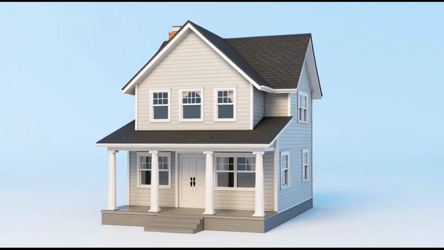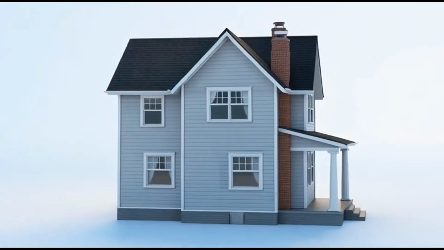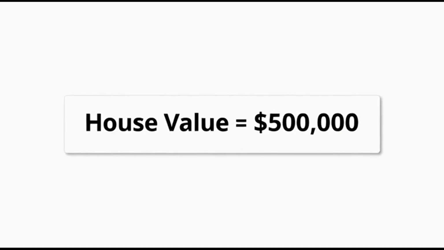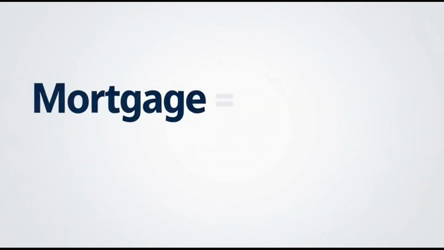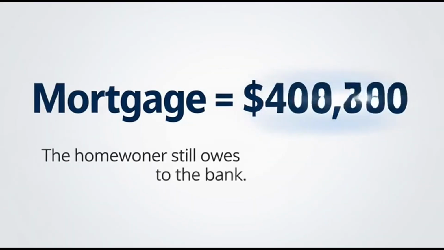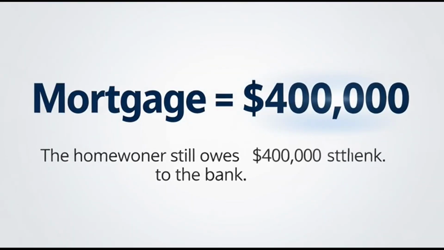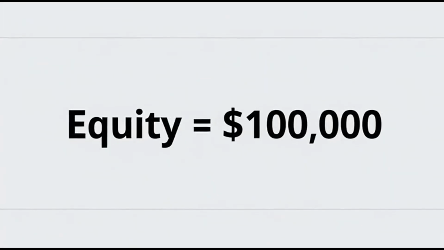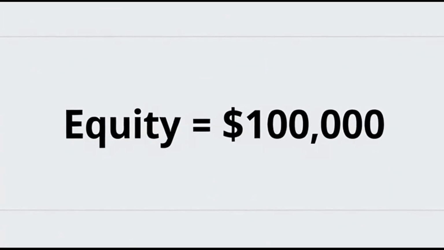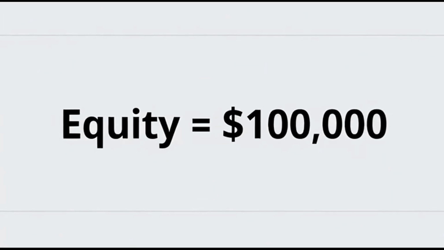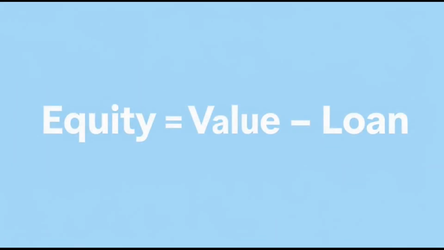Equity also exists in home ownership. Imagine a house worth $500,000. The homeowner still owes $400,000 to the bank. That leaves $100,000 of equity. Equity is simply what you own minus what you owe.